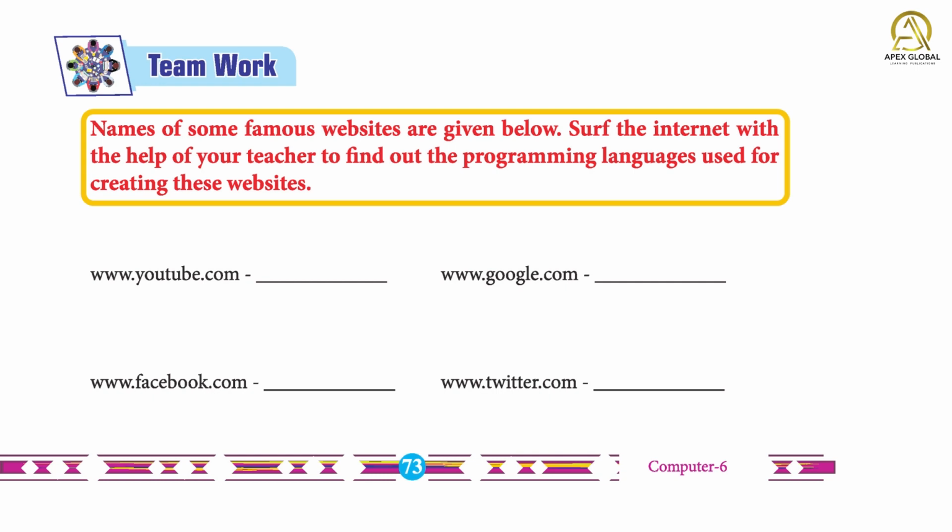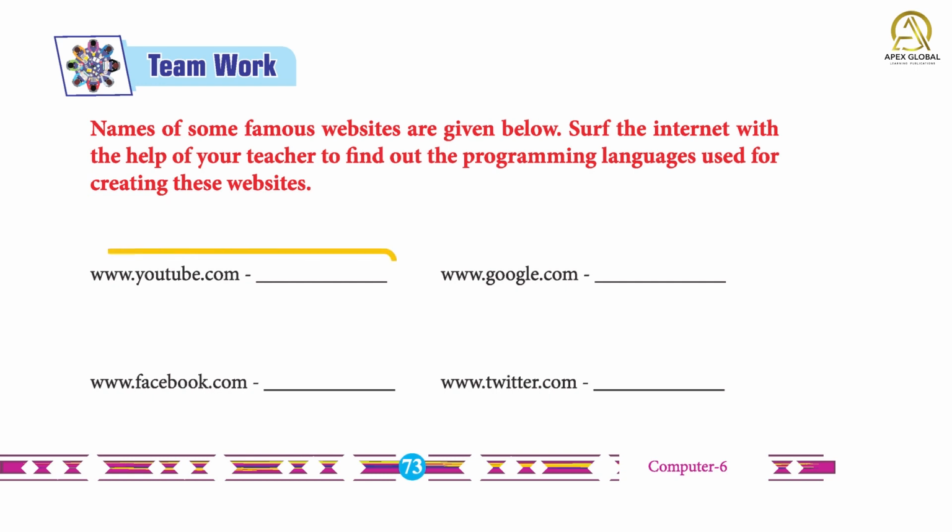Team work. Names of some famous websites are given below. Surf the internet with the help of your teacher to find out the programming language used for creating these websites. 1. www.youtube.com. Answer. C++. 2. www.google.com. Answer. PHP. 3. www.facebook.com. Answer. Python. 4. www.twitter.com. Answer. Java.